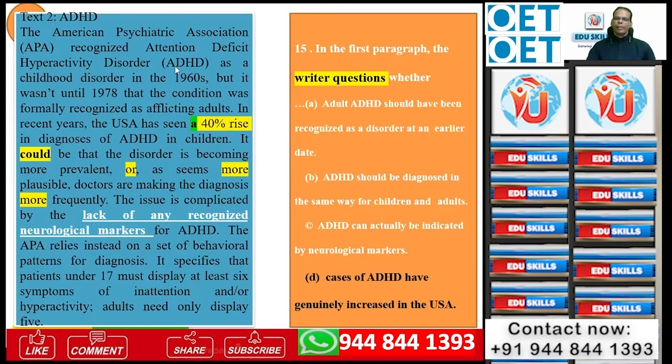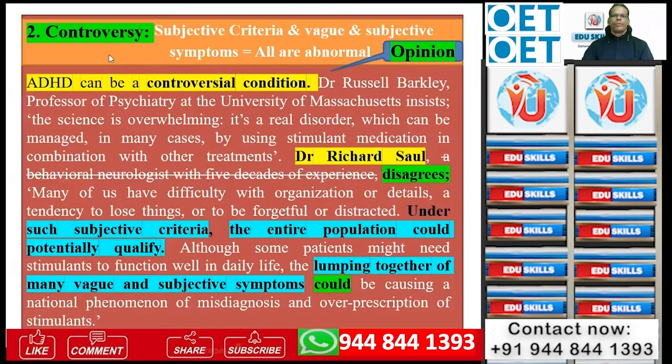They don't speak anything about diagnosis of children and adults. They say there is a difference. And it specifies that patients under 17 must display, means children must display at least 6 symptoms of inattention and or hyperactivity. Adults need only display 5. So this is contradicting the statement here. So that can be eliminated. ADHD can actually be indicated by neurological markers. Nothing is mentioned about neurological markers in the whole text. So that's also eliminated. Controversy.